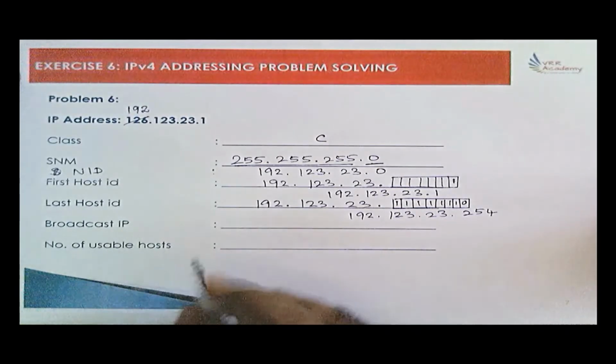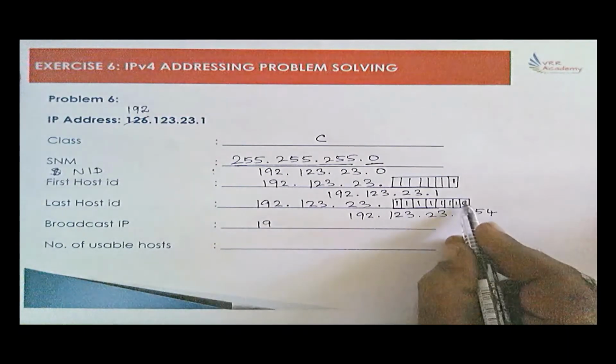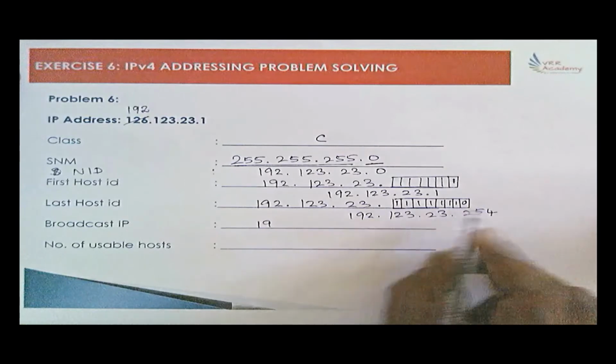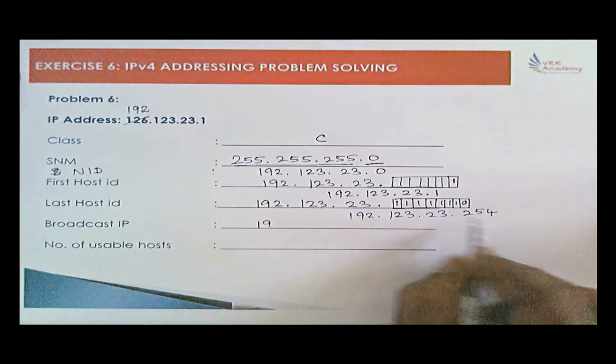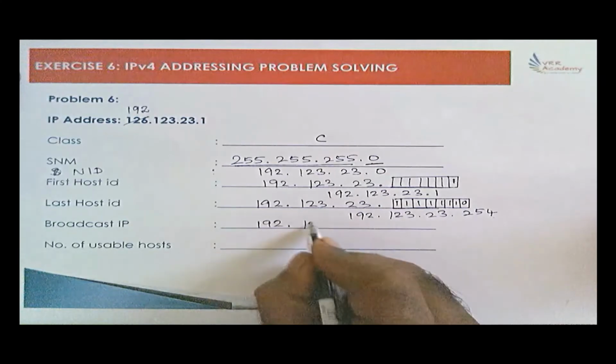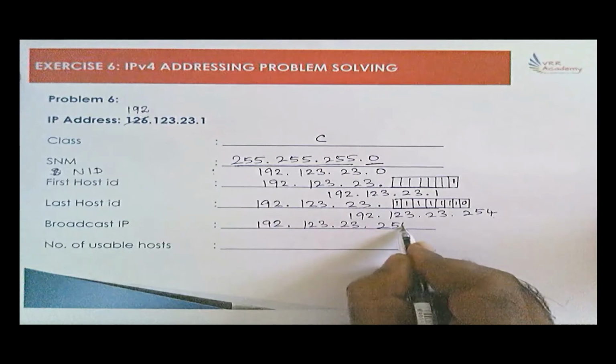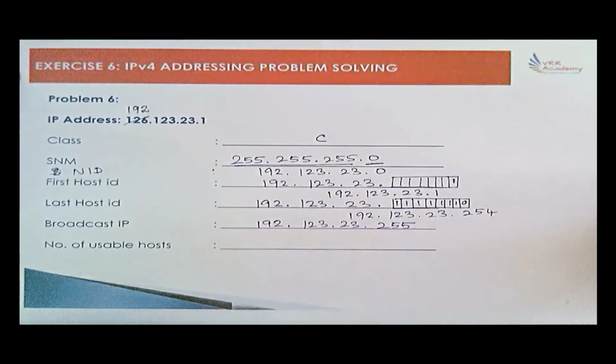Then the broadcast IP address. For the broadcast IP address, you make the entire host portion 1. In that case, this will become 255. So 192.123.23.255 is going to be your broadcast IP address.